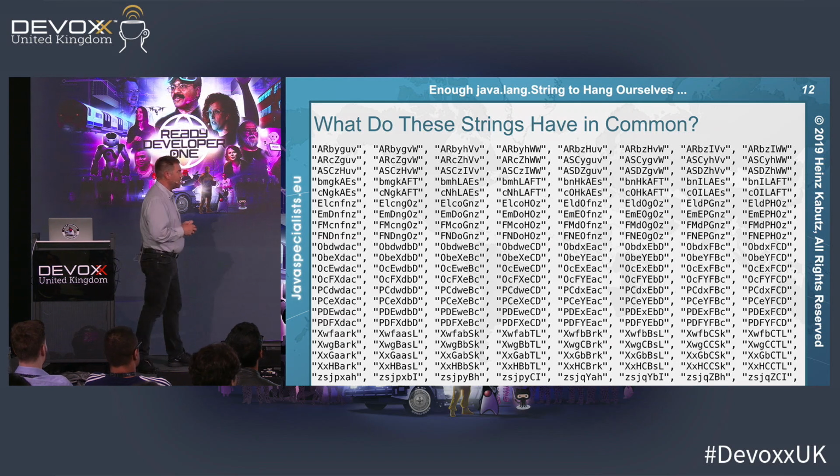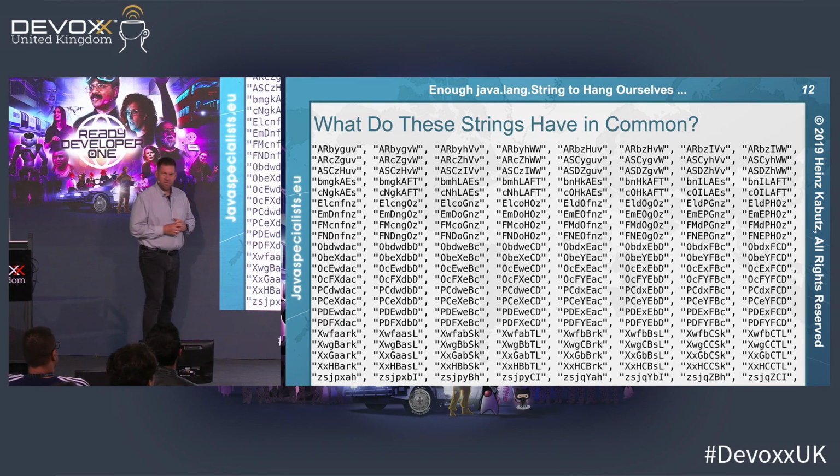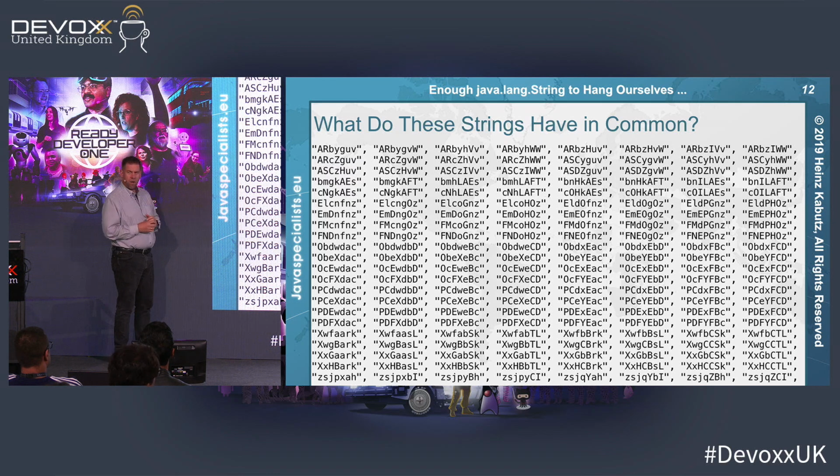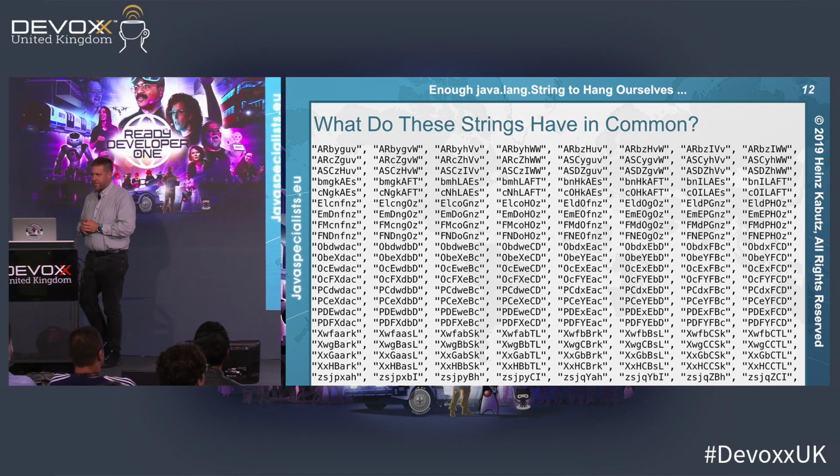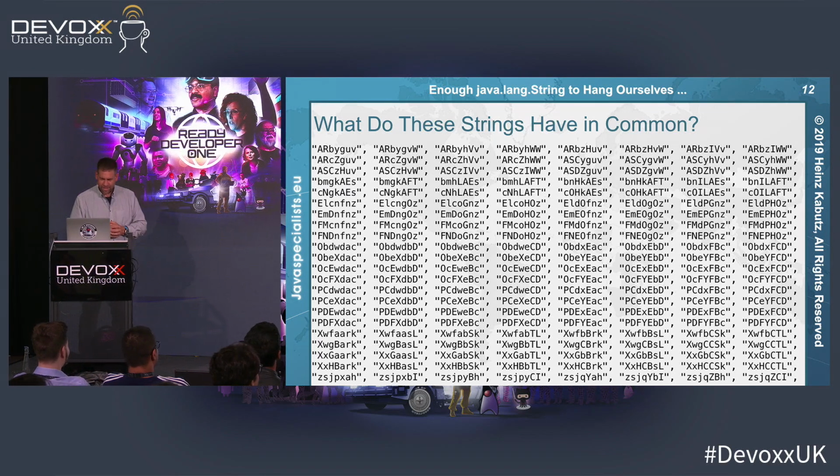Now, I tried to get some of the names from Devoxx Poland, and got the name list here. That's also a joke, but it's okay.